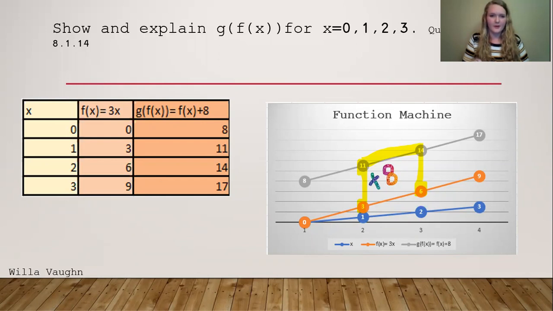So for the first one, we have f of x equaling 0, so it's going to be 0 plus 8. For the second one, we have f of x equaling 3, so we add that into the g of f of x, and it'll be 3 plus 8, and that equals 11. For the third one, we have 6 plus 8 equals 14. The fourth one is 9 plus 8, which equals 17. And you see on our graph that we have the f of x line, and the g of f of x is perpendicular to that line because we're just adding 8.